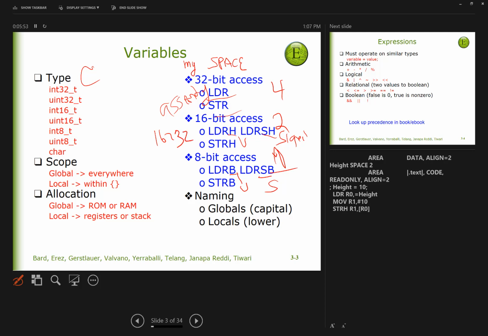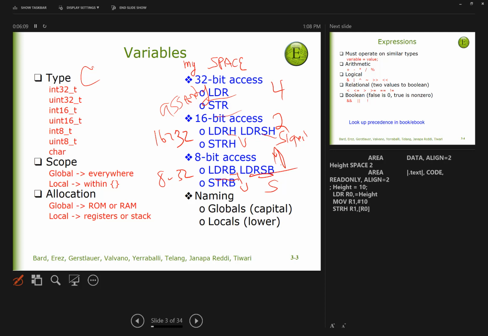I'm either going to sign extend it if it's SH, or zero pad it if it's H. And the same thing with 8 to 32. I'm going to either sign extend it or I'm going to zero pad it. This is a zero pad, that's a sign extend.